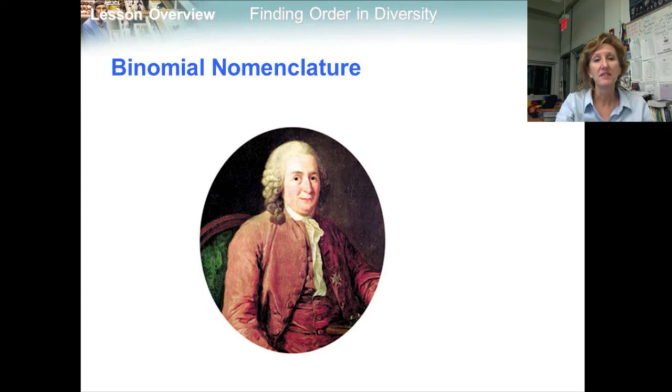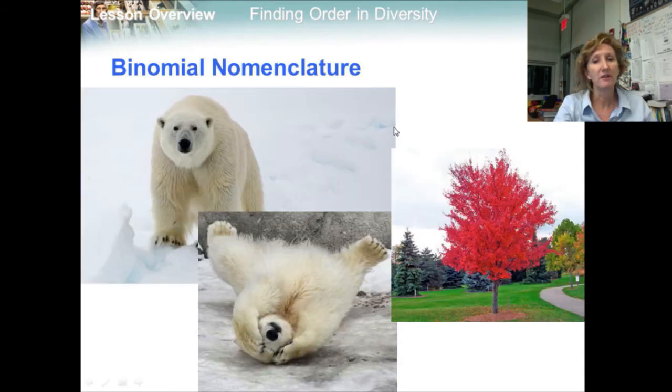In the 1730s, a Swedish botanist, Carolus Linnaeus, developed a two-word naming system called binomial nomenclature. The scientific name usually is Latin and is written in italics. The first word begins with a capital letter, and the second word is lowercased. The polar bear, for example, is called Ursus maritimus.